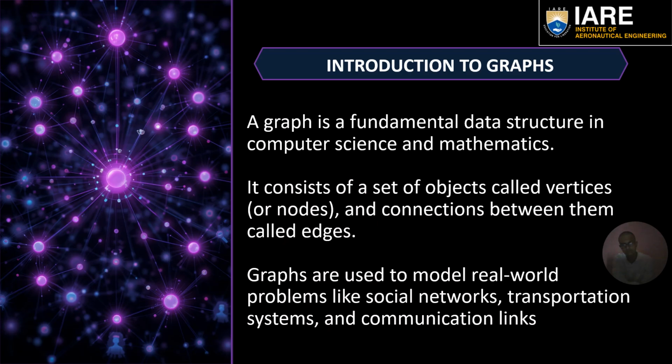Now first of all, let's go through the introduction of this concept of graphs. A graph is a fundamental data structure in computer science and mathematics. A graph consists of a set of objects called vertices or nodes, whatever we call them, and connections between them called edges. This concept of graphs is used to model all kinds of real-world problems like social networks, transportation systems, communication links, etc. Hence, this is the introduction to the concept of graphs.